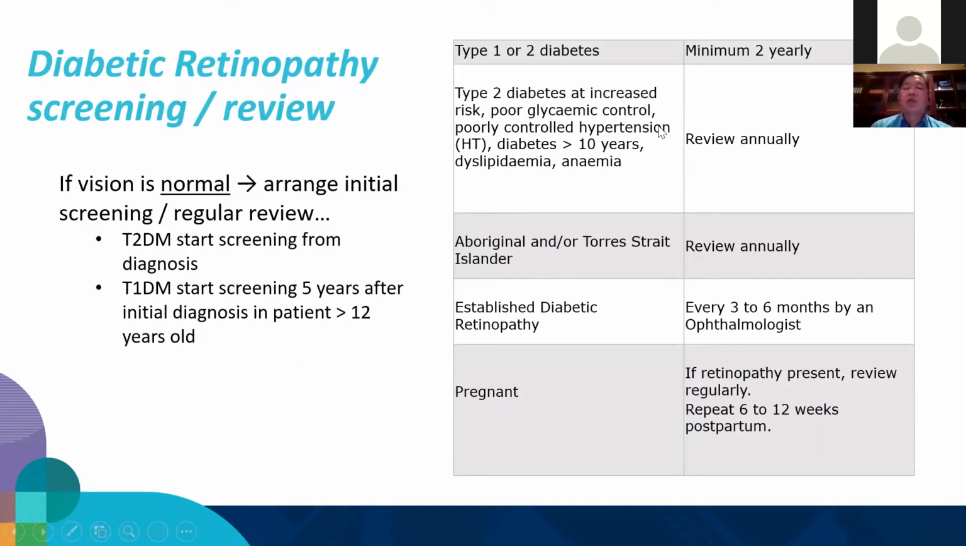In terms of reviewing these patients, if you have type 1 or type 2 diabetes, probably every 2 years. However, if they're not controlling their sugars or have other risk factors that can accelerate diabetic retinopathy, then they need to be reviewed annually. Certainly Aboriginal and Torres Strait Islanders need to be reviewed annually as well, and certainly if the patient is pregnant as well. And patients obviously with established diabetic retinopathy.